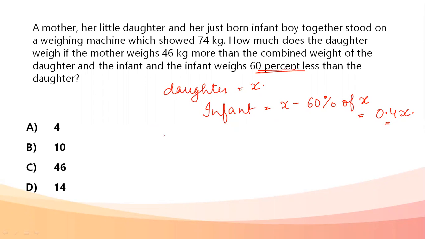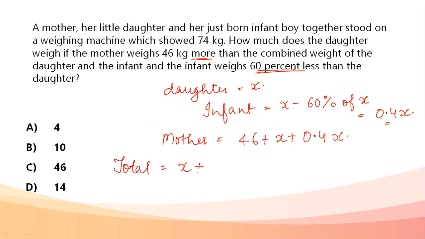Okay, now mother's weight. Mother's weight is 46 kg more than the combined weight of daughter and the infant. 46 kg plus daughter plus infant. Okay, this is the mother's weight. Now, total weight. Total weight is daughter plus infant plus mother. Mother is 46 plus x plus 0.4x. All of that is equal to 74 kg.